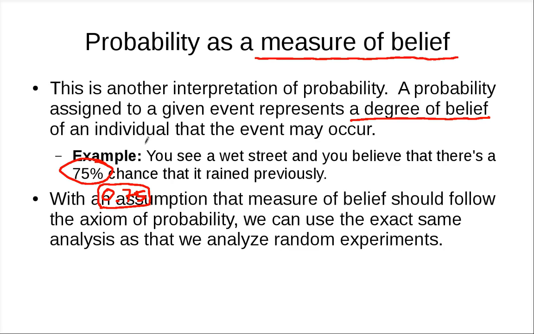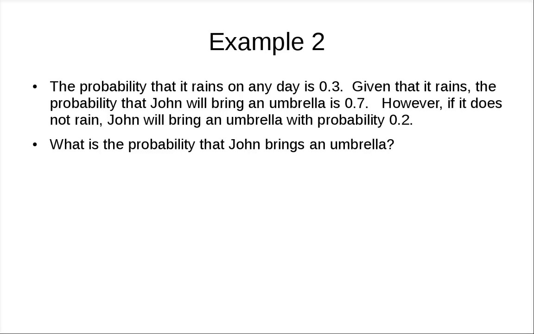And if you believe that the measure of beliefs should follow the axioms of probability, this is what's nice about the axiomatic approach to probability: everything that we develop after these axioms will be useful. We can use the same analysis to analyze this degree of belief, the same way we analyze a random experiment. This is a really useful use of probability theory in AI, machine learning, and data mining. So let's look at another example.